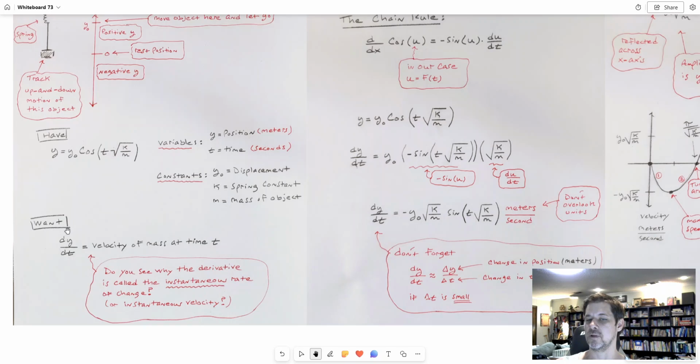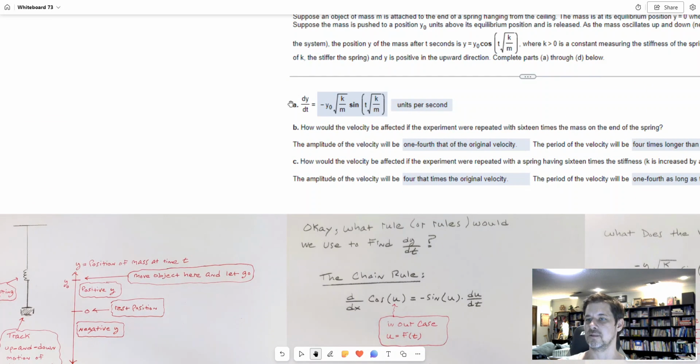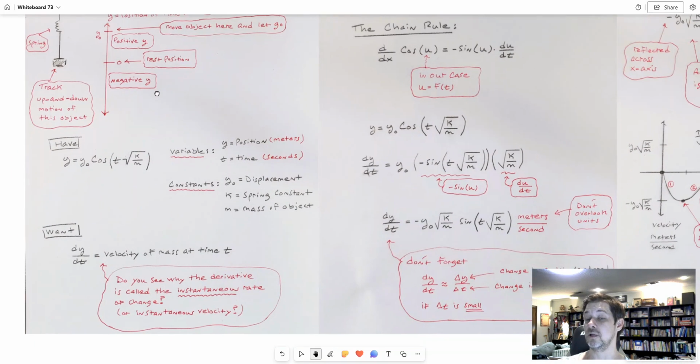All right. So here's the first part of the question. It says, what is this derivative dy over dt? Which is just the derivative of this function right here. Y naught cosine t root k over m.